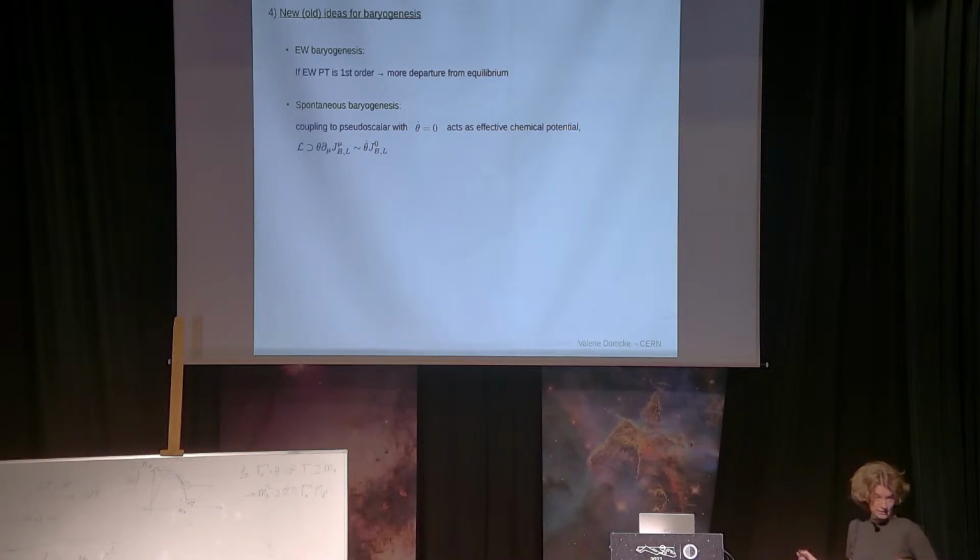The only thing that I need is that I have some slowly rolling field, which could be the axion or could be something else, and that distorts the energy levels of my theory, and this way I can generate a lepton asymmetry or baryon asymmetry. Theta dot is non-zero, very important.